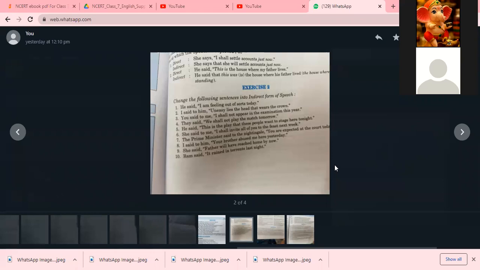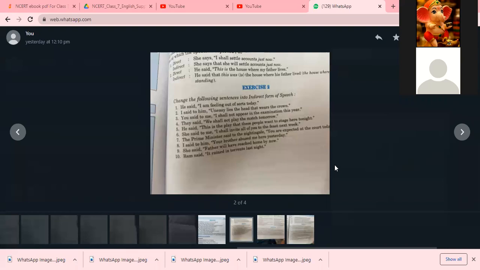So now I hope that it is clear. Next one. He said, fifth one, we are going to do. He said, this is the play that these people want to stage here tonight. He said that that was the play that people wanted to stage here that night.